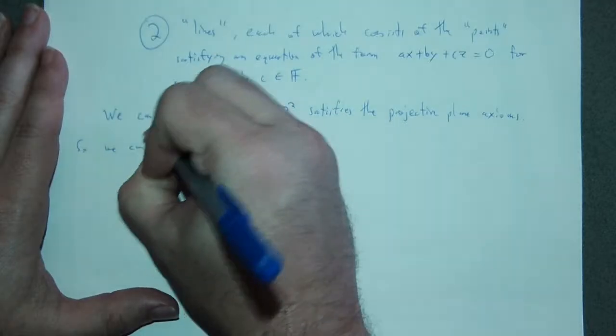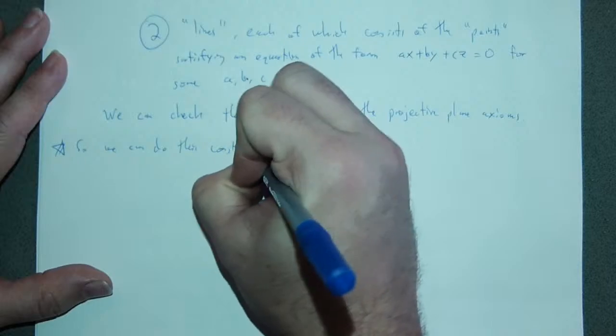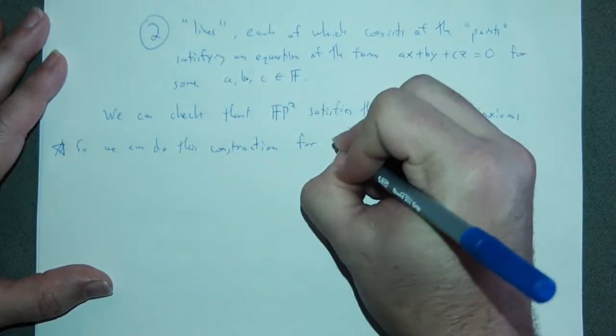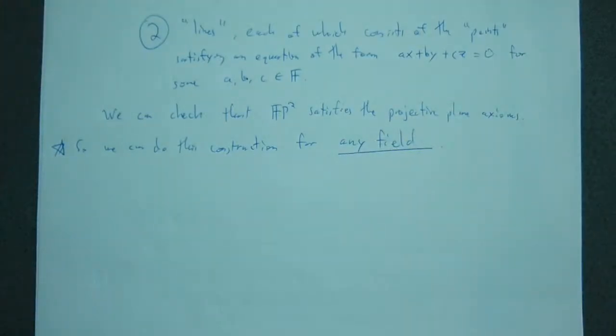Okay. So we can do this construction. This is the important part. We can do this construction for any field. Now, on its face, maybe you're not too impressed with that, because right now, your examples of any field are the reals and the complex numbers. But if you have a little bit of background in algebra, there are a number of fields that you can talk about, and some give rise to some really, really interesting geometries here.